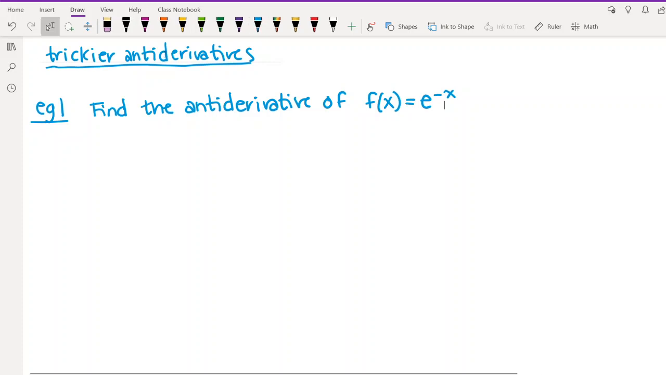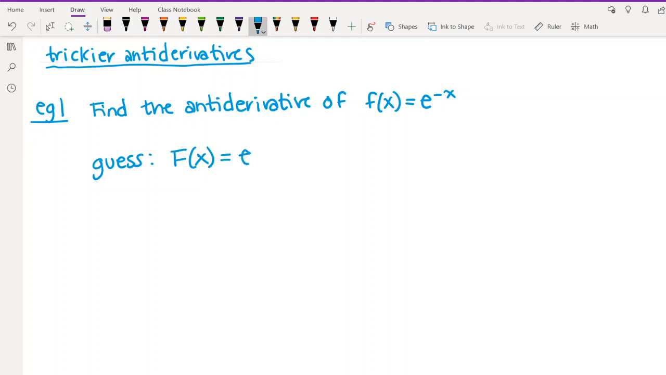Personally, if I had to guess on this, I would think, okay, well, I know how e to the x works, right? The derivative of e to the x is e to the x. So I might guess f of x is equal to e to the negative x plus c. So let's check that. How can you check these questions? Well, you can just take the derivative, and that should give you your original function.